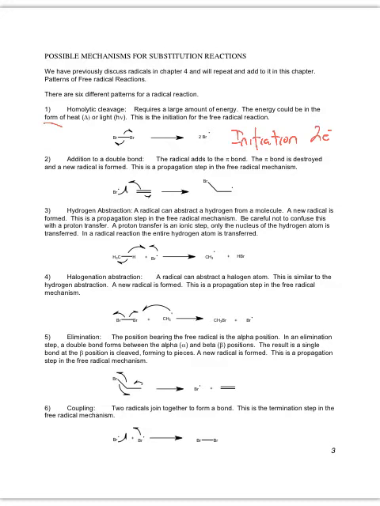The next 4 all have 3 electrons moving. We have the addition to a double bond, hydrogen abstraction, halogen abstraction, and the elimination reaction. And these are the four basic propagation steps. And in a propagation step, you see each one of them had 3 electrons that had to move, so we have to draw 3 arrows for this. And then the last type of step is the coupling reaction, or the termination.